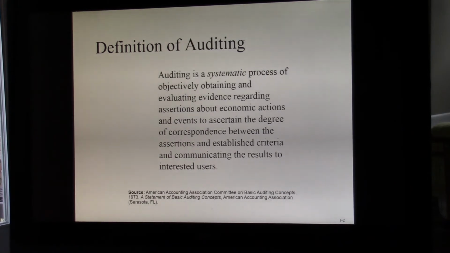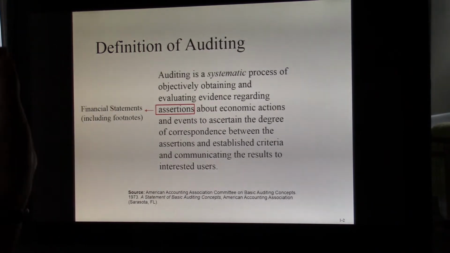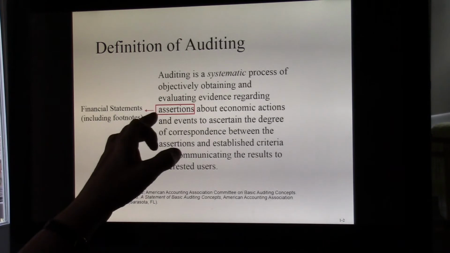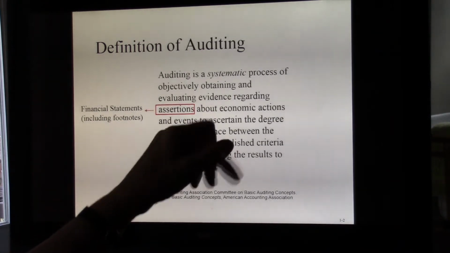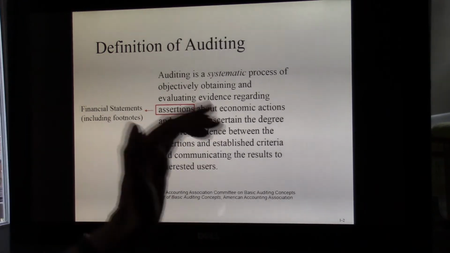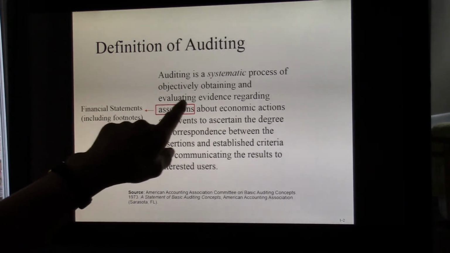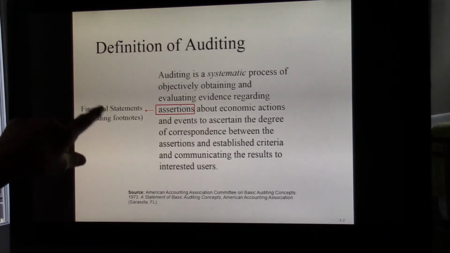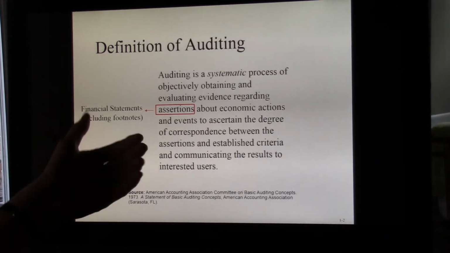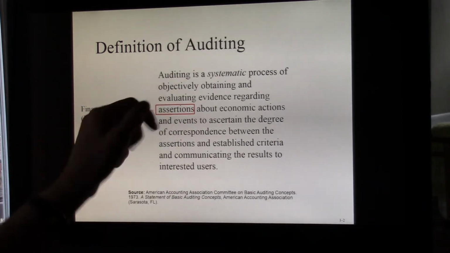So auditing is a systematic process of objectively obtaining and evaluating evidence regarding assertions, right? So here's the first word that's going to be real important to us all semester long: assertions. The financial statements are assertions made by management when you think about it. And what does the word assertion mean? It just means I'm telling you this, right?